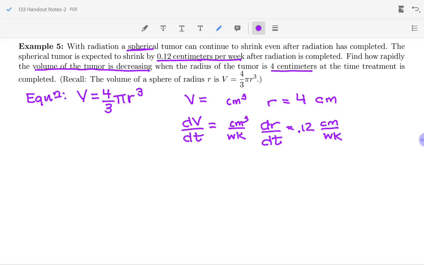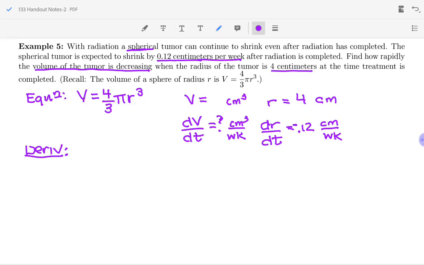And it's 0.12, but it's shrinking by 0.12. So should this be positive or negative? It should be negative 0.12 per week. We want to find how fast the volume of the tumor is decreasing when this happens. So we're asked to find dV/dt. If we wanted to know the original volume of the tumor, we would plug in 4 for r, and that would tell us the original volume of the tumor. But let's see if we even need that V. We're going to go ahead and take the derivative and see if we can get by without it.